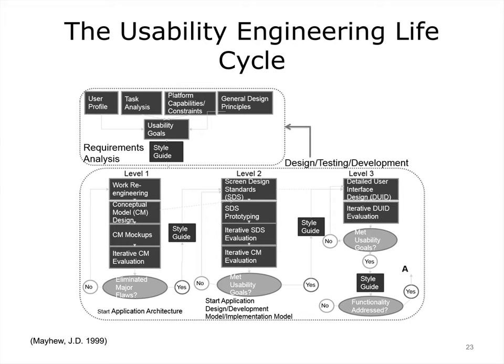This model was developed by Deborah Mayhew in 1999, though others such as Jakob Nielsen also played a role in its gestation. The usability engineering lifecycle model is one of much greater complexity and detail. As the title suggests, usability goals are central to all phases of the design process. The details of the model are beyond the scope of this class. However, the diagram nicely illustrates the importance of requirements analysis and the multi-step approach, which is cyclical or iterative in nature.